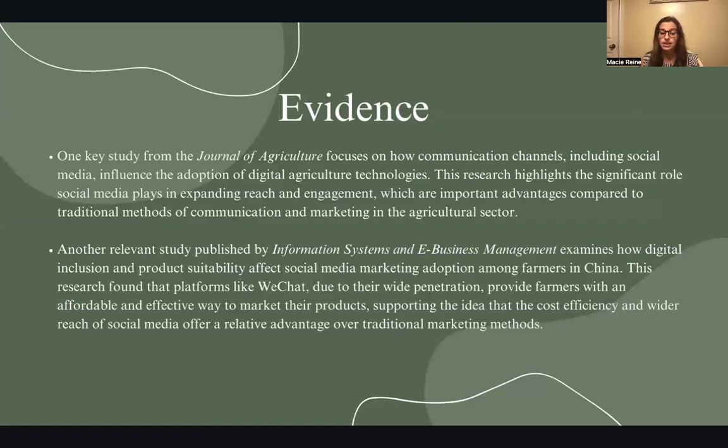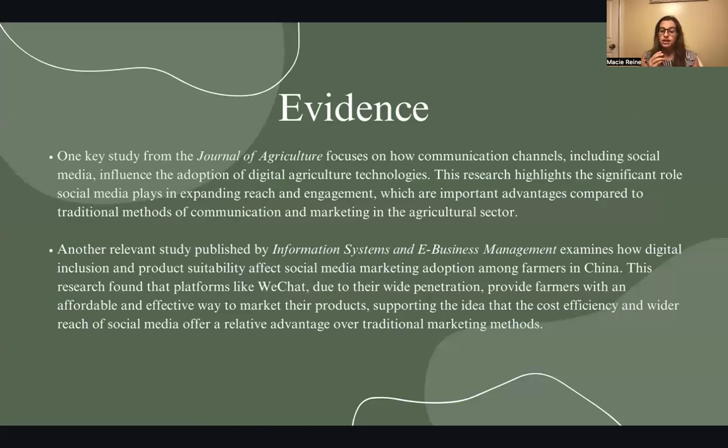And for me, this is where we see research backing up what many already know. Social media doesn't just increase visibility, it also cuts costs, which is so important, especially for agriculture companies, because there are a lot of smaller companies. There are some big corporations, but a lot of them are mom and pop stores, which I think is, cutting costs is so important for them.